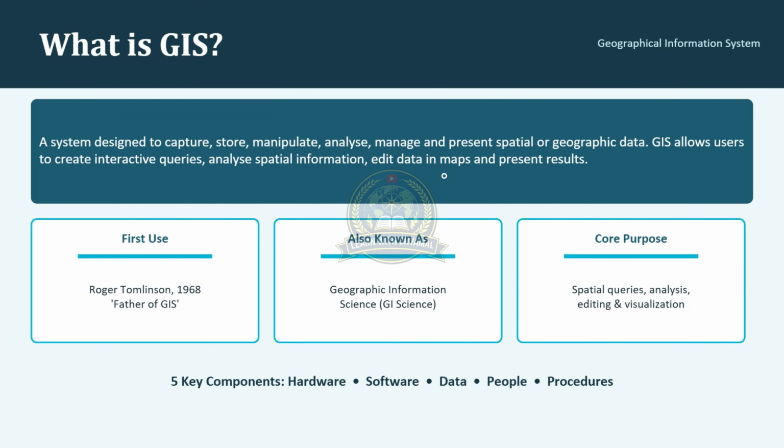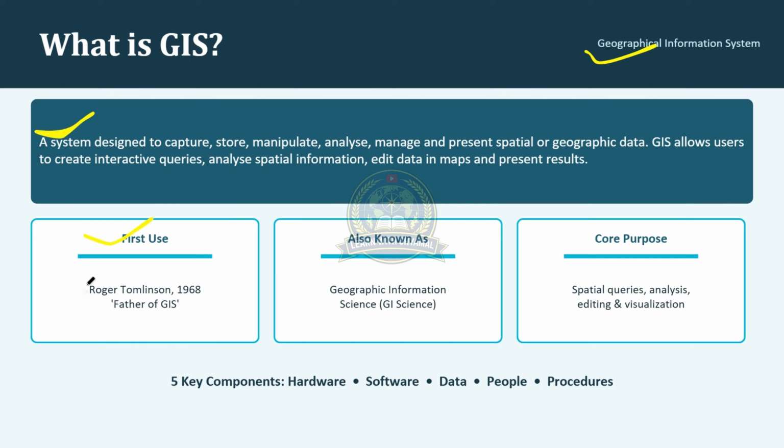Okay, let's start the class. First of all, what is GIS? Geographic Information System: a system designed to capture, store, manipulate, analyze, manage and present spatial or geographical data. GIS allows users to create interactive queries, analyze spatial information, edit data in maps and present results.